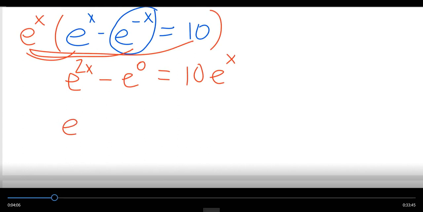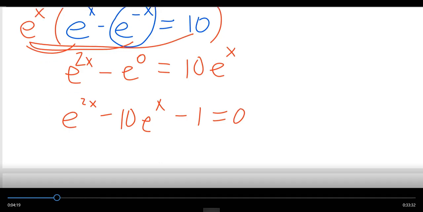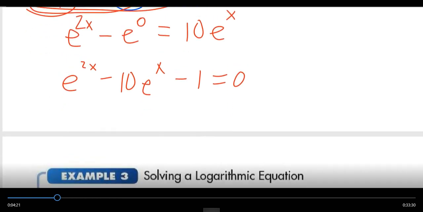We have e to the 2x minus 10e to the x minus 1 equals 0. Now, we've talked about something similar to this in Algebra 2, but what you're looking at right now is really a quadratic. Right? Now, you might say, well, I don't see how it looks like a quadratic. Well, it's e to the x squared minus 10e to the x minus 1.